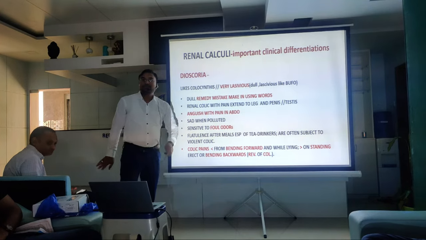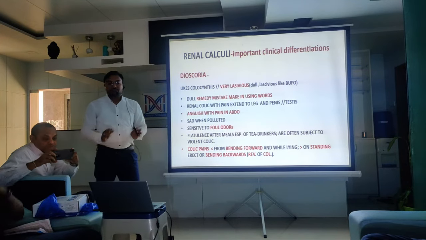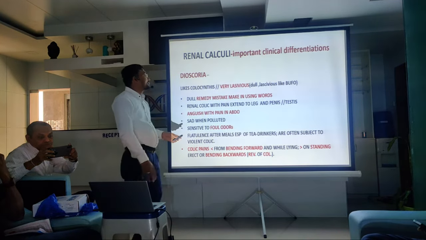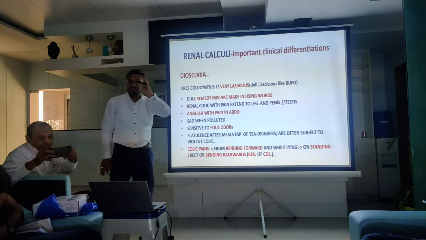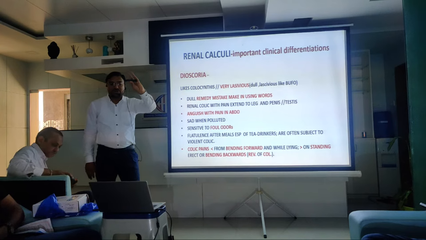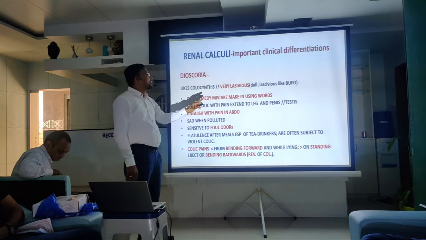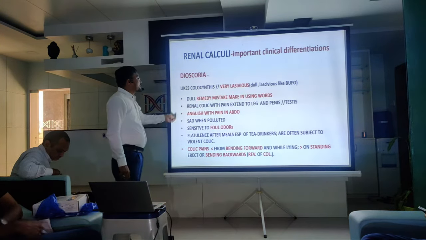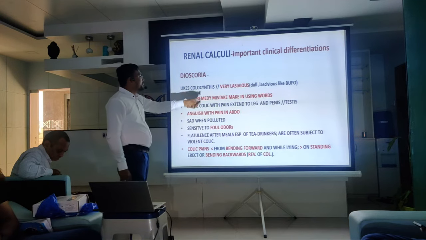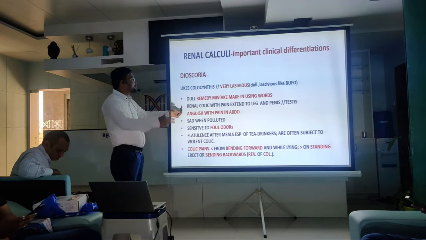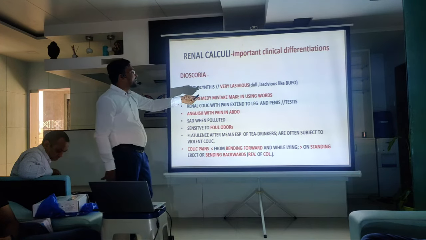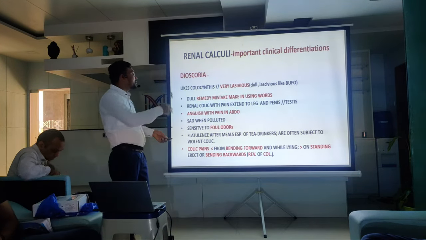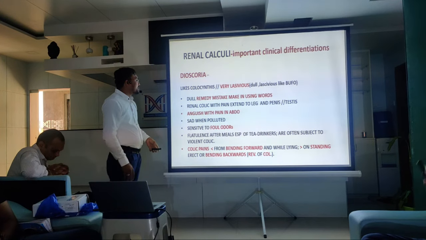mostly neglected. Look like Colocynth, it is parallel with Colocynth. Very lascivious, dull lascivious like Bufo. You just remember Bufo. Dull and makes mistakes in using the words. This comes from dullness, how it is expressed in using the words. Renal colic with pain extending to the legs and penis and testicles. This is a reference. Commonly we find in urinary colic.